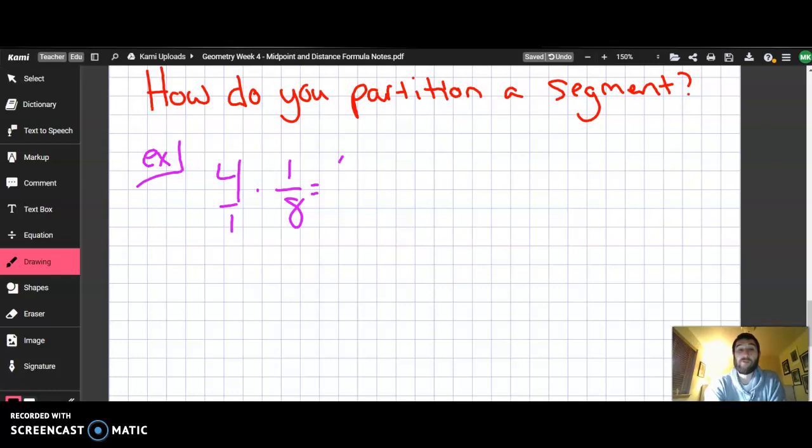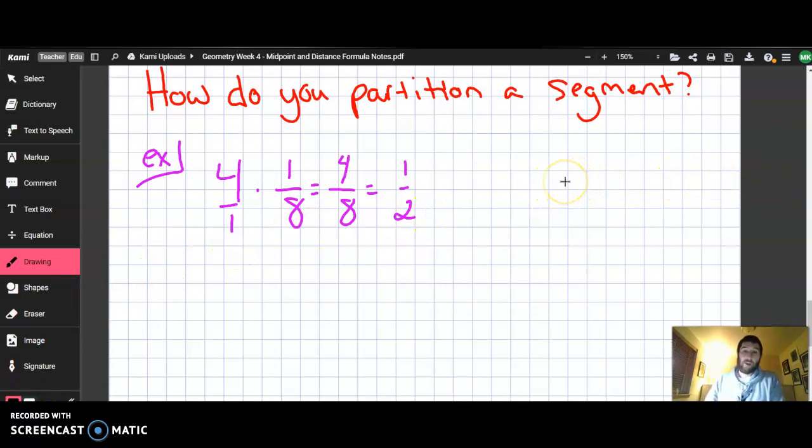4 times 1 is 4. 1 times 8 is 8. And when you're dividing, it's the same thing as multiplying by a fraction. 4 times 1/8 is the same thing as 4 divided by 8. And 4 divided by 8 is 1/2. So let's apply this to a grander scale. Let's apply this to a line and see how it all pans out here, right?